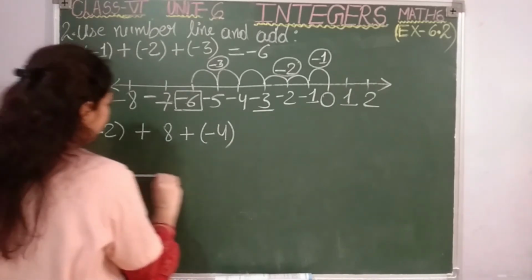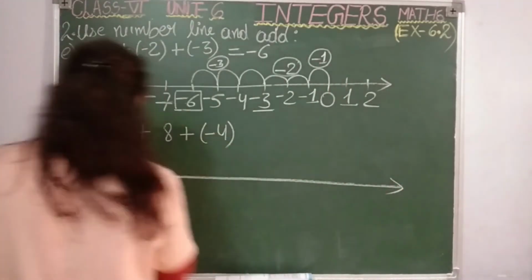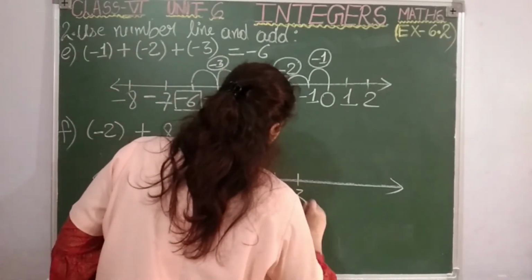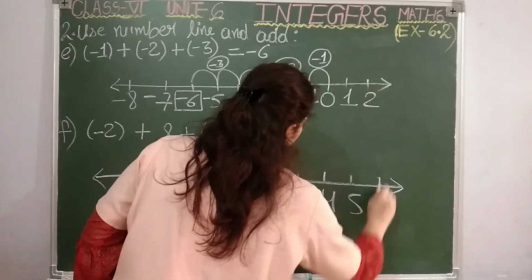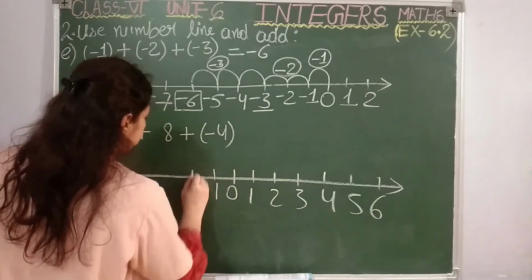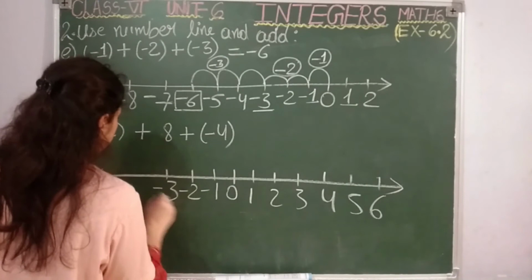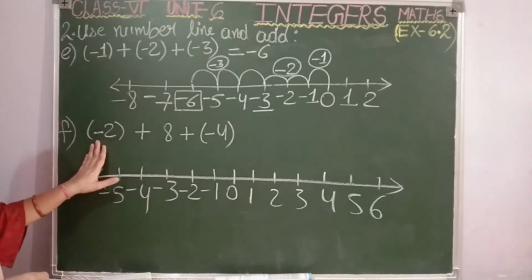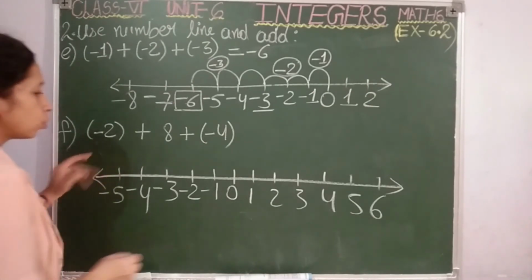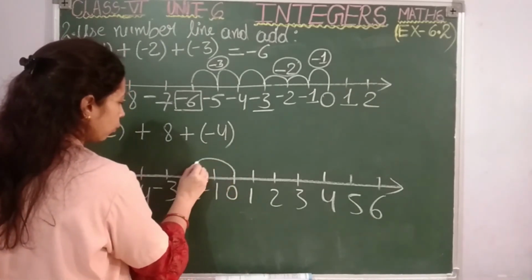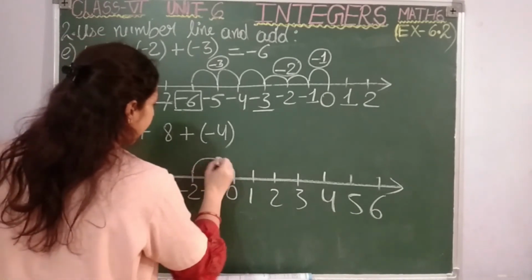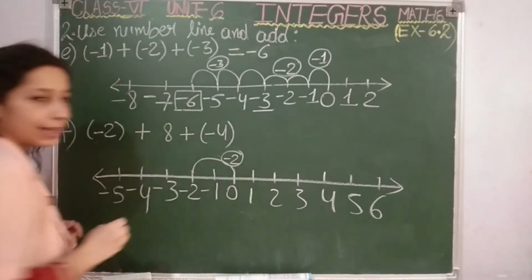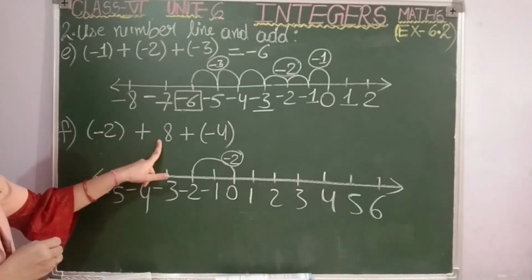Okay, let us draw the number line and then we will decide where we have to start and where we will go. Okay students, first we have to start from minus 2. So from 0 I'll move to minus 2. Okay, and here I'll write as minus 2. Clear?